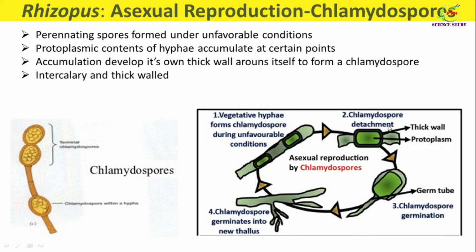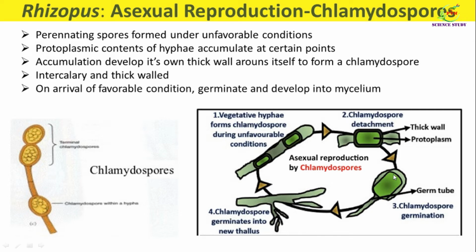Later on these chlamydospores are detached and they remain dormant till the arrival of favorable condition. On the arrival of favorable condition, chlamydospores germinate and develop into the new mycelium. First a germ tube is produced and later on it develops into the new thallus of Rhizopus. So this was all about the asexual reproduction in Rhizopus.